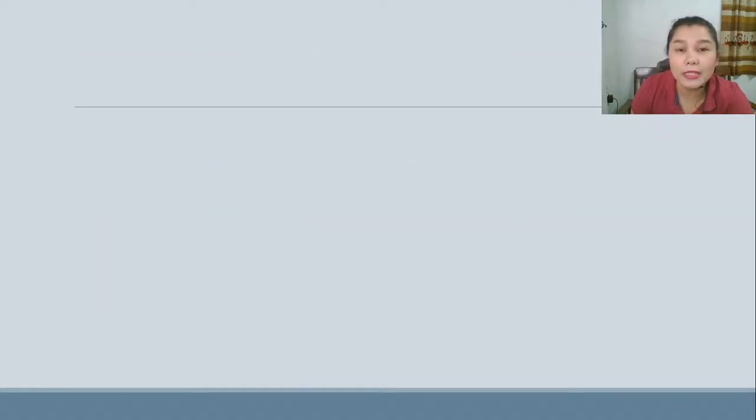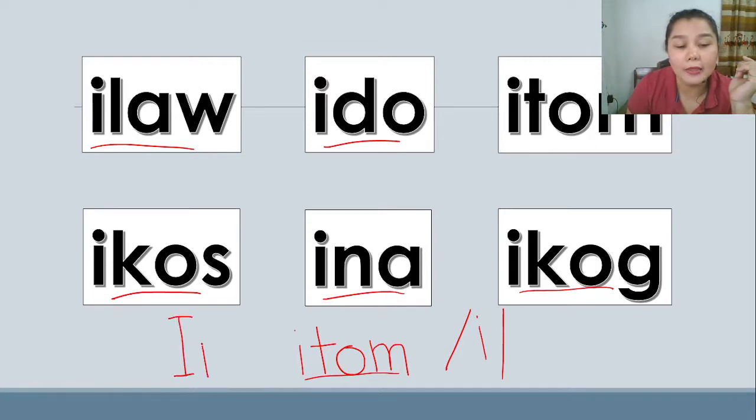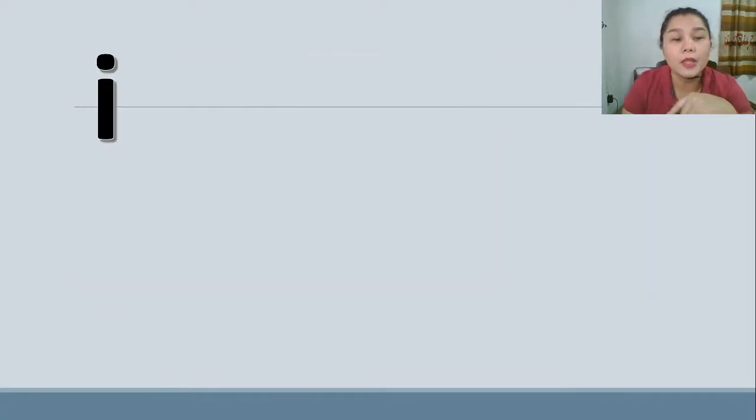Okay, so what is the common sound of these words? What is the common beginning sound? Ano ang pagkakapareho nitong tanog sa kapinunan? Ilaw, ido, itom, ikos, ina, ikog. Okay, so lahat ng yan, may tanog na I. And what is that letter that gives the sound I? Okay, it's letter I. So, huwag kalimutan, ito ang sound I. Letter name, I.